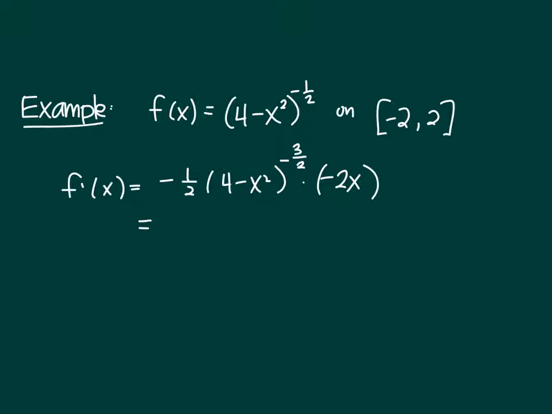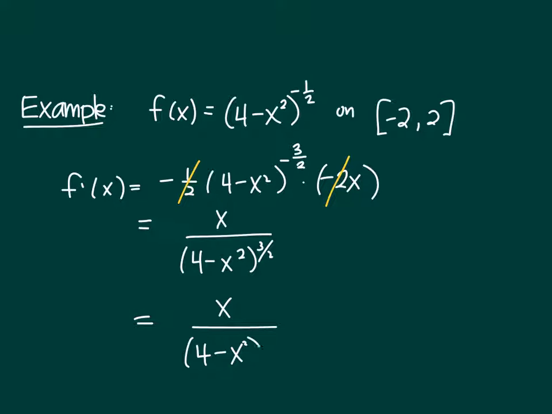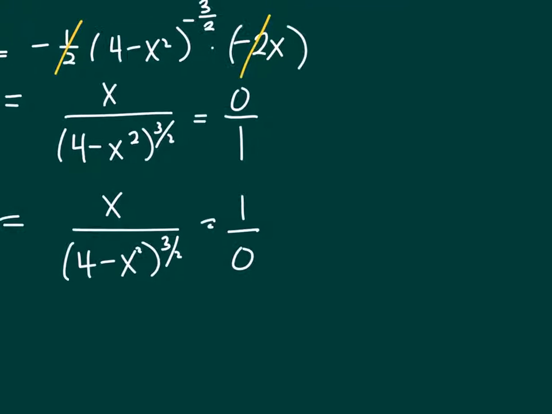So when I clean that up, my negative 1/2 will reduce my negative 2, but I still have x in the numerator, and I have 4 minus x squared to the positive 3 halves in the denominator. I am going to take that and set it equal to both 0 over 1 and 1 over 0. So I'll do that twice. And both times now I'll cross multiply and see what critical points we end up with.